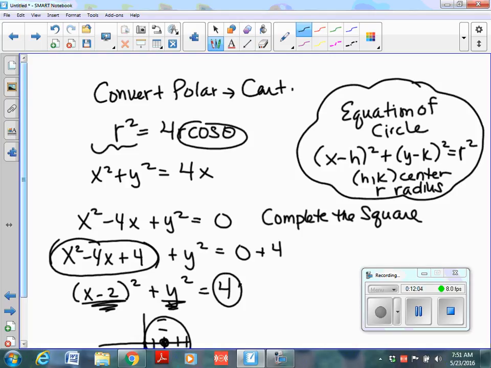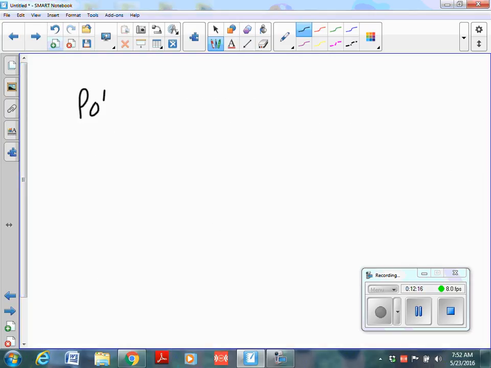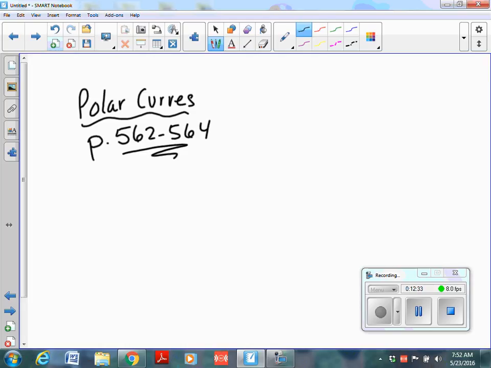Okay, so I just showed you how to go from polar, but now I need to review all the polar curves that we learned. And I'm hoping you remember this. I need you to open up your books to pages 562 to 564, and I'm going to go over all those curves with you that we learned in chapter 9 two years ago. Hopefully you remember this.